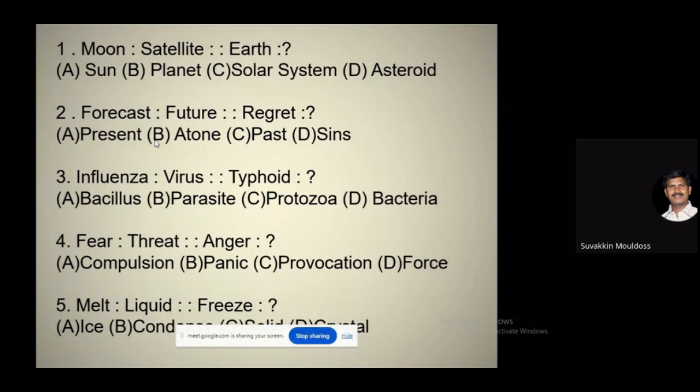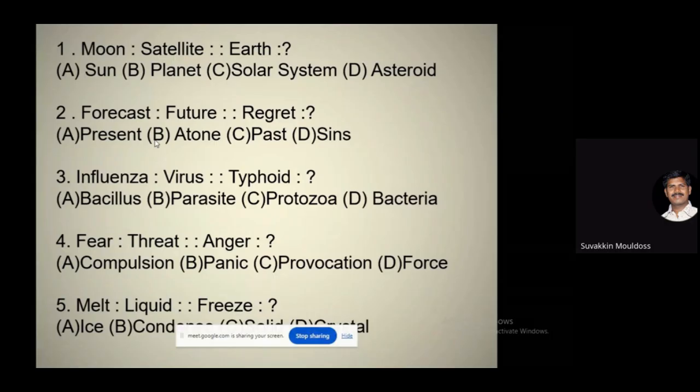Forecast, future is one relationship. In the same way, we have to find another two with that relationship. Regret, very good. Influenza, virus. Because of the virus, the disease influenza comes. Because of bacteria, typhoid comes. Like that, we have to find the answer.